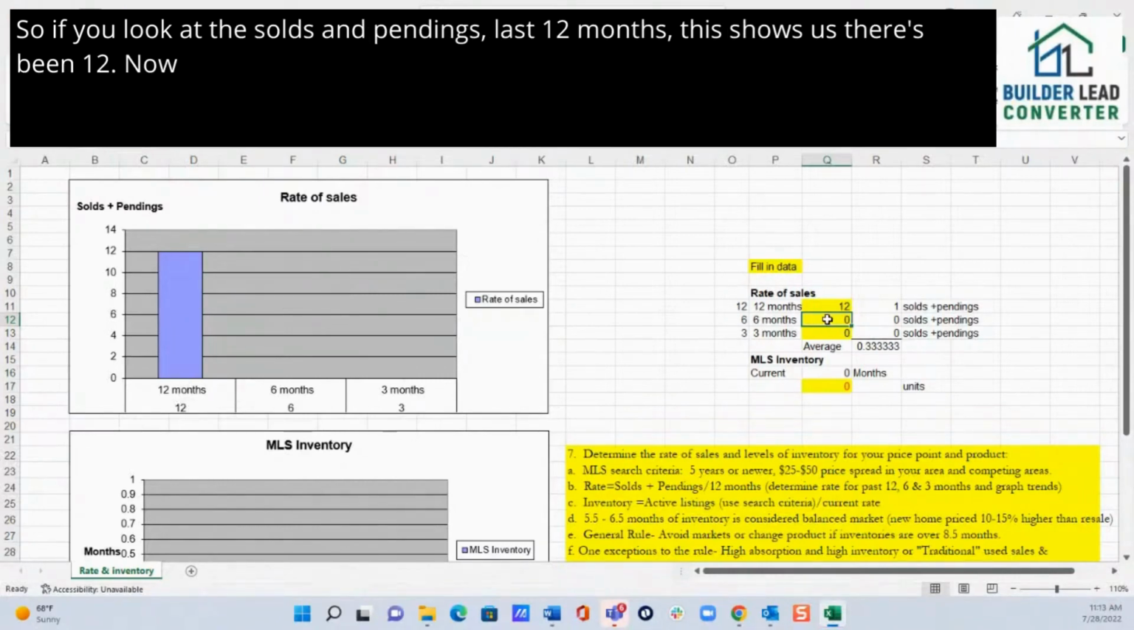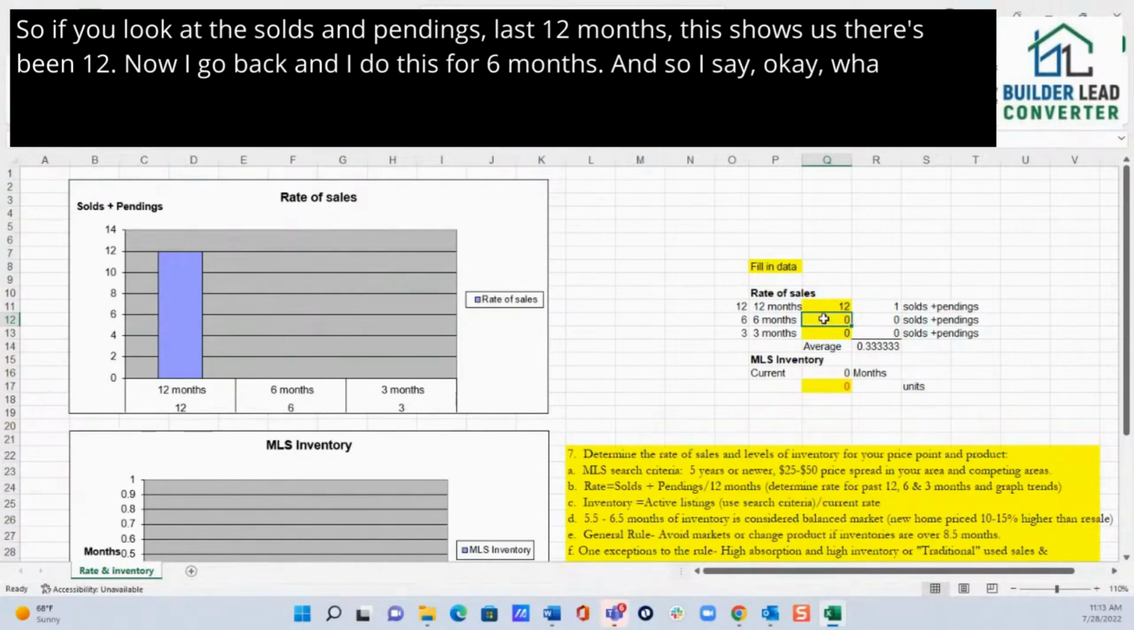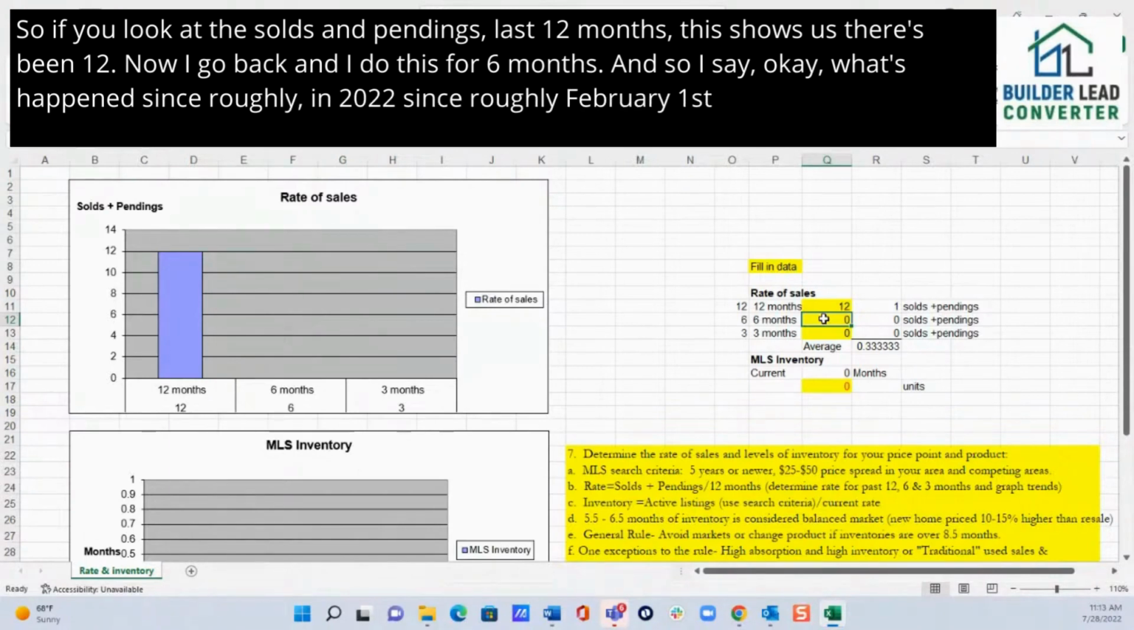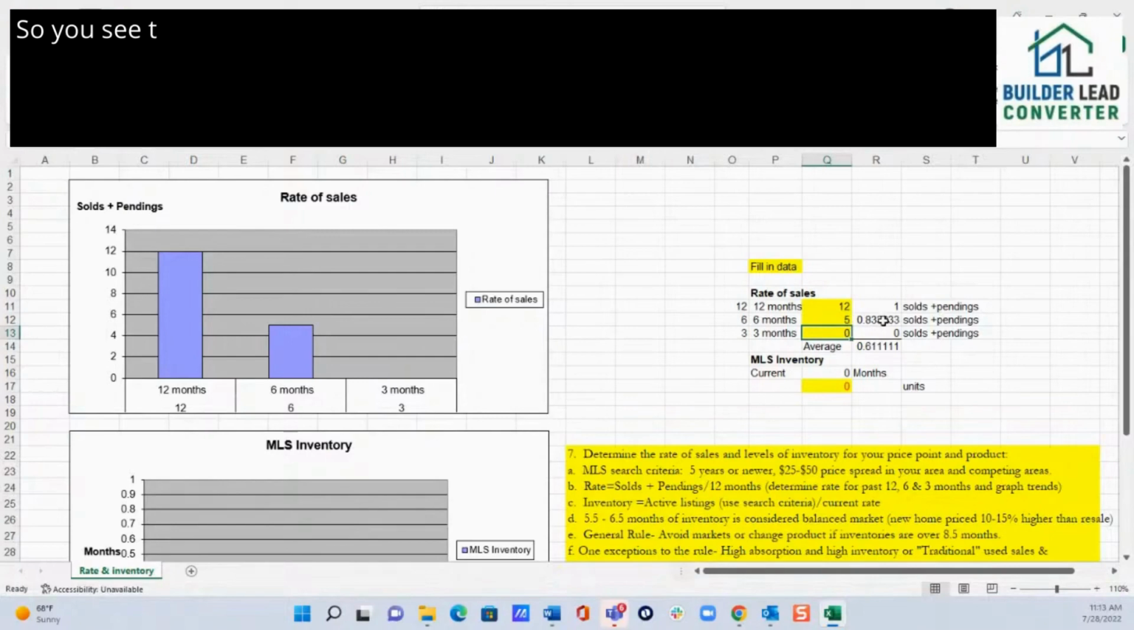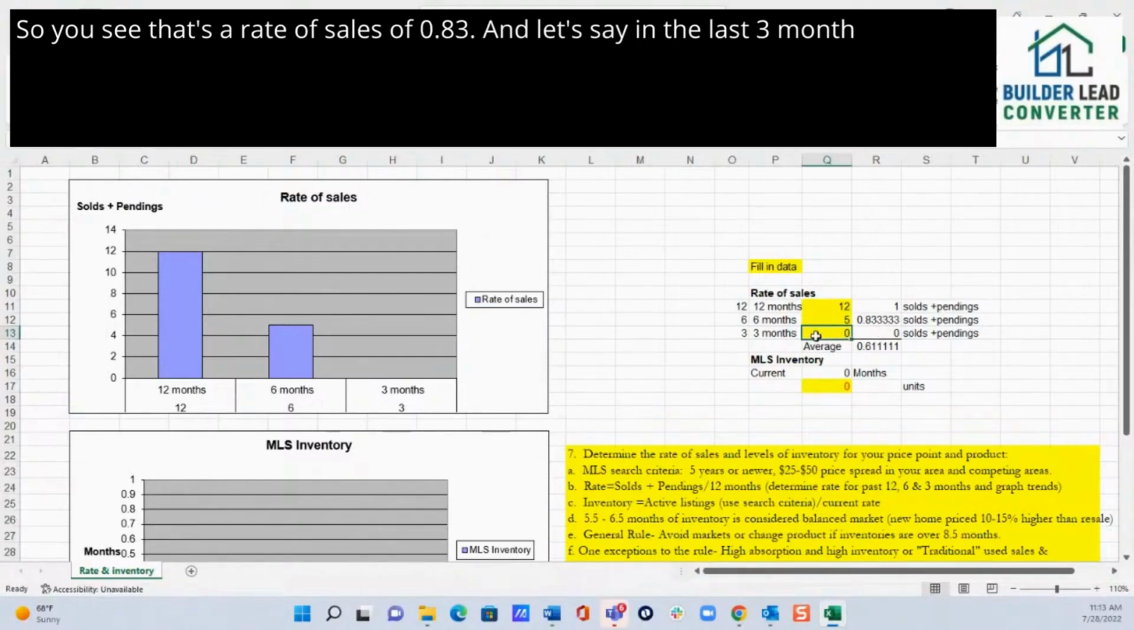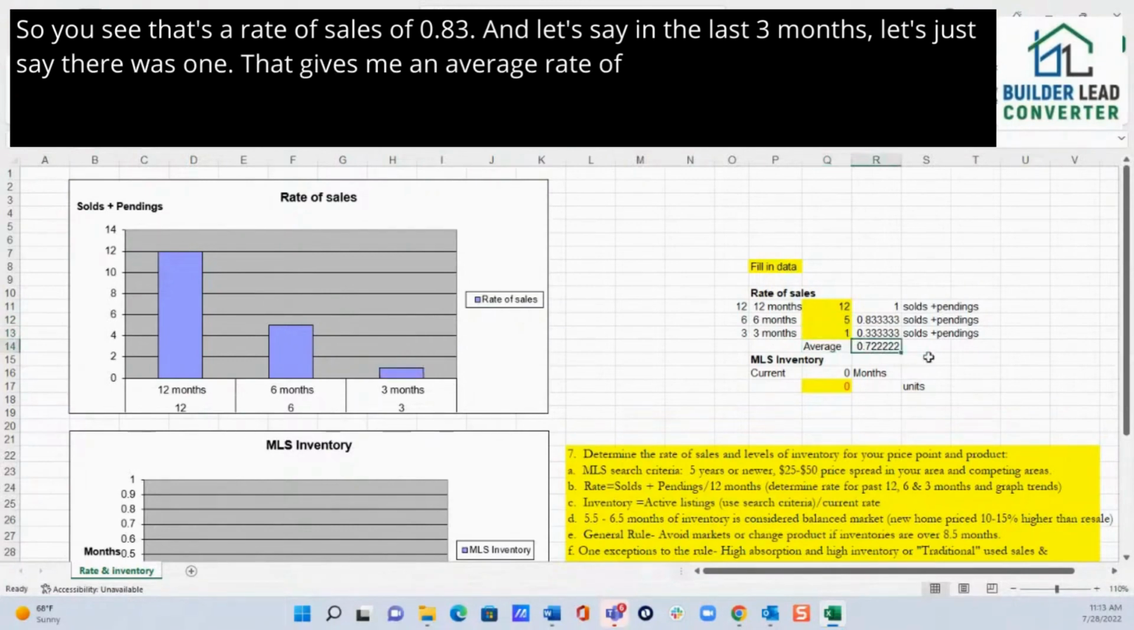Now I go back and do this for 6 months. So I say, okay, what's happened since roughly February 1st of this year. Let's say in the last 6 months, there were 5. Put that in here. See, that's a rate of sales of 0.83. And let's say in the last 3 months, there was 1. So that gives me an average rate of sales of 0.72.